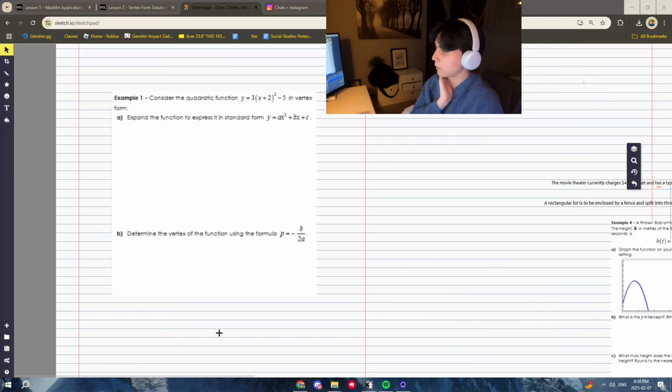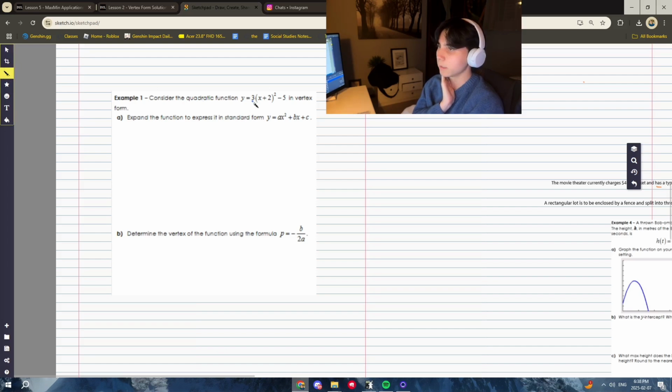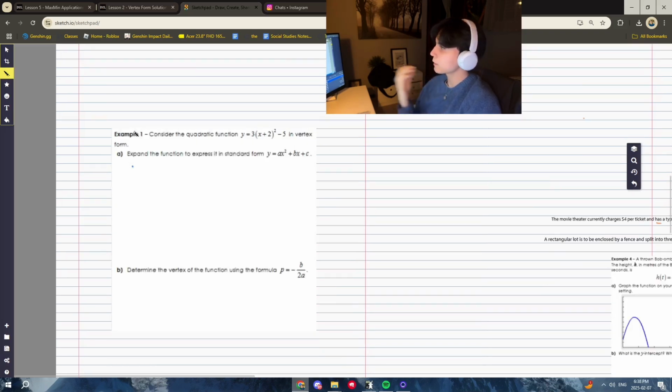Nice. Let's move on. Consider the following quadratic function, 3(x plus 2) squared minus 5, in vertex form. So here we're converting vertex form into standard, whereas in completing the square, we converted standard into vertex. So we're just doing the opposite here. So we have y equals 3(x plus 2) squared minus 5.